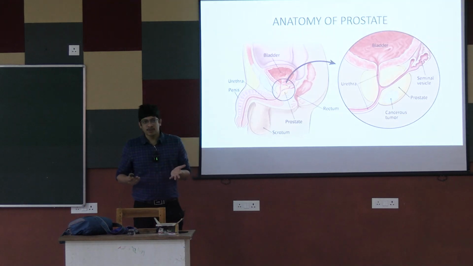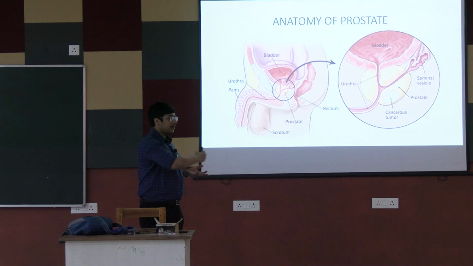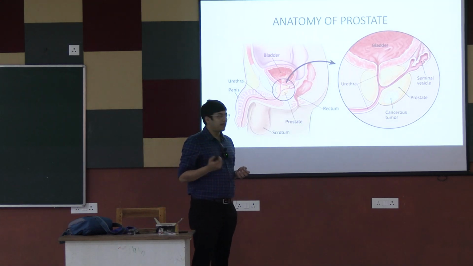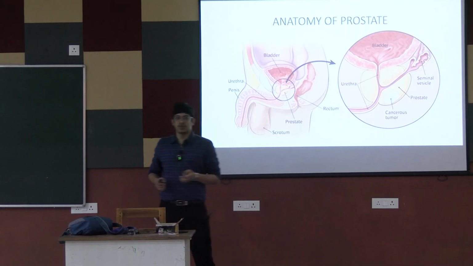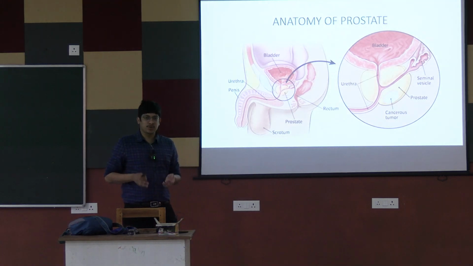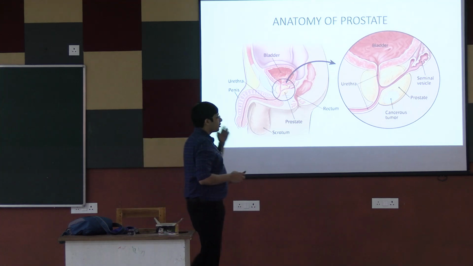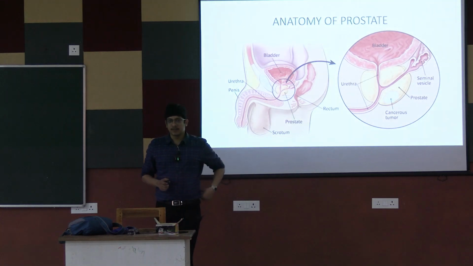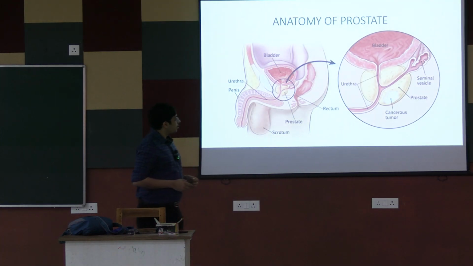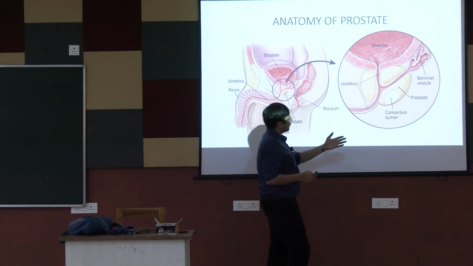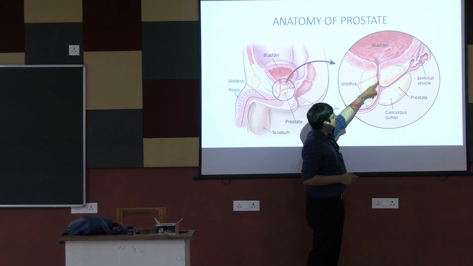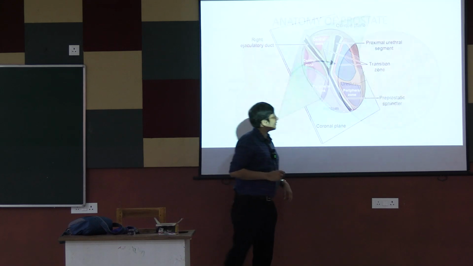What are the relations of the prostate gland? Just as I said, proximal to the prostate gland lies the bladder neck and the bladder. Distally lies the membranous urethra. The prostate houses the prostatic urethra, and the prostatic urethra also has the opening for the seminal vesicle ducts. Okay. So if we see the cross section of the prostate gland, then it looks somewhat like this. The urethra and the seminal vesicle ducts traverse the prostate gland like this.